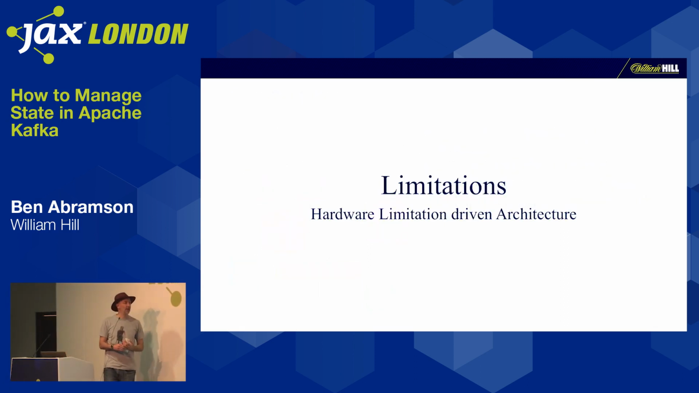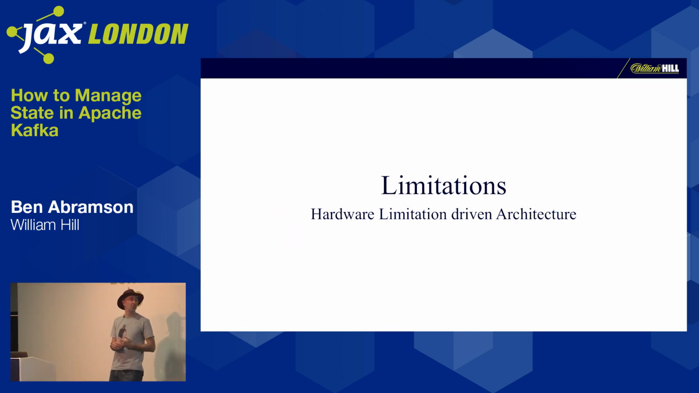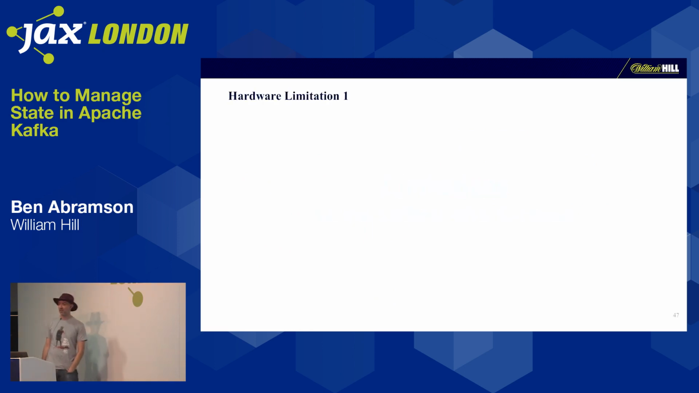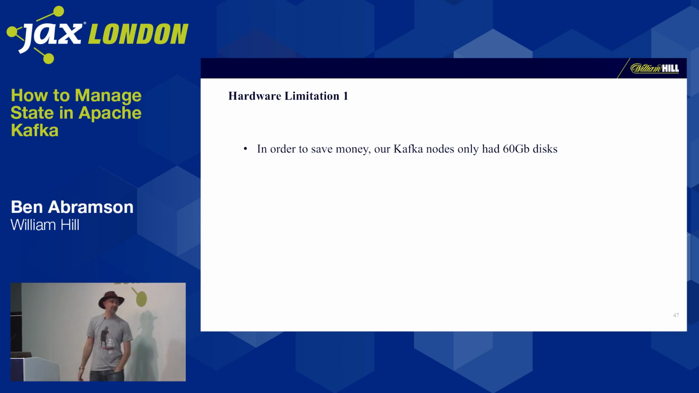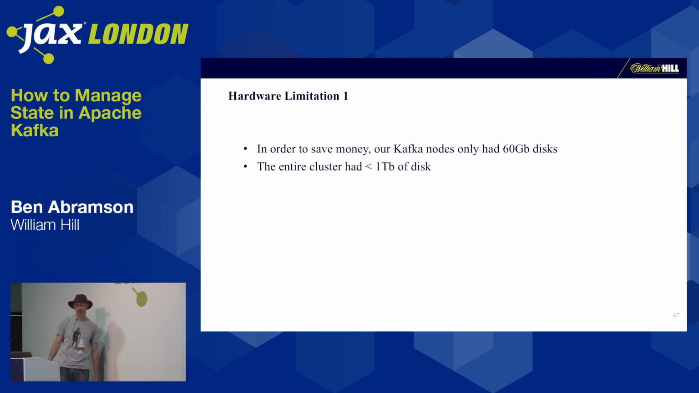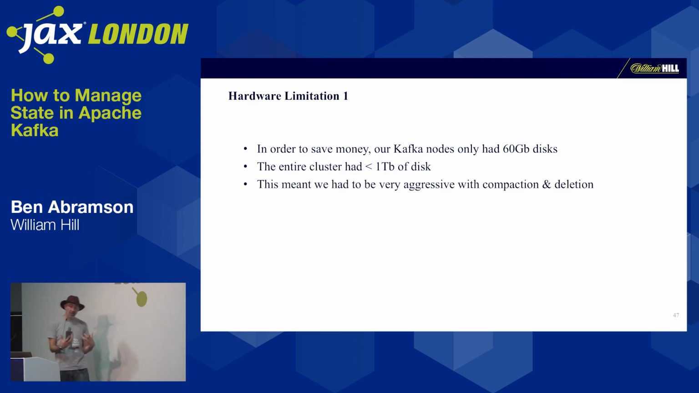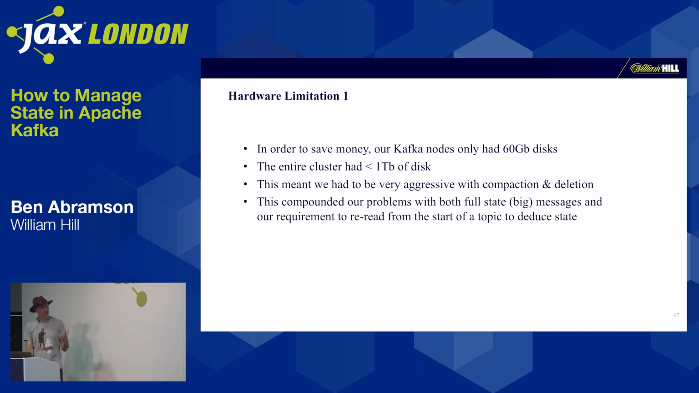So lastly, this isn't particularly pertinent to state, but I think it's quite an important thing to talk about. We did a lot of what I call hardware limitation-driven architecture. I'm sure many people have experienced similar things with ops departments who don't want to spend money on hardware. So in order to save money, our Kafka nodes had 60 gig disks. I have more disk on this phone. And that meant that our entire cluster had less than a terabyte, which meant we had to be really aggressive with compaction and deletion. And that compounded our problems.